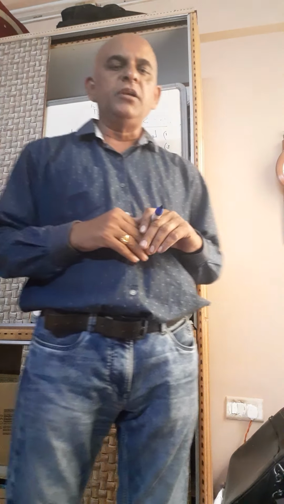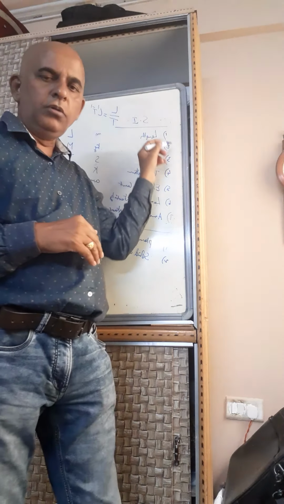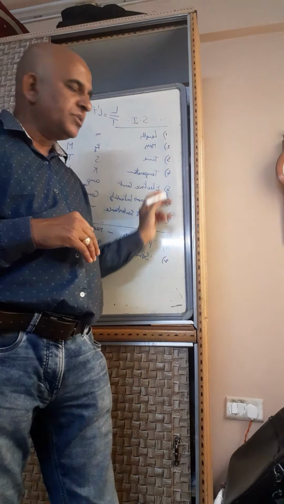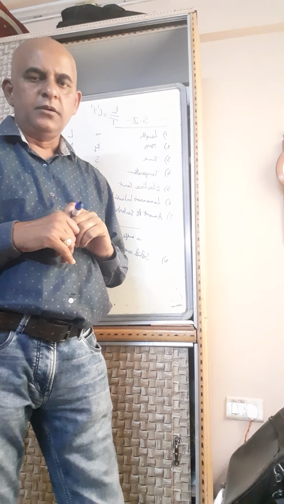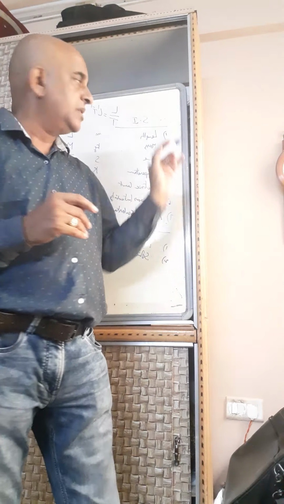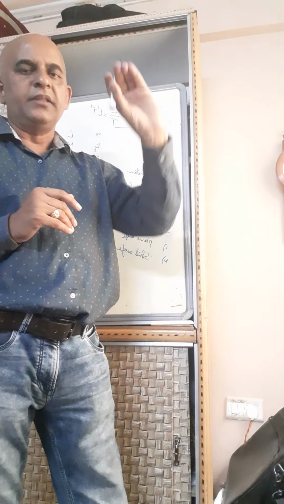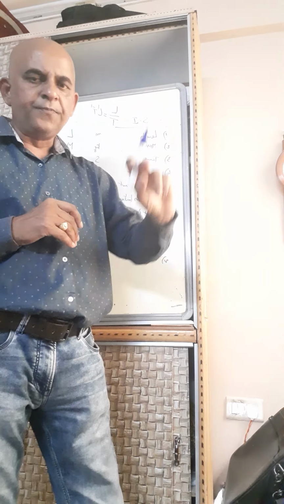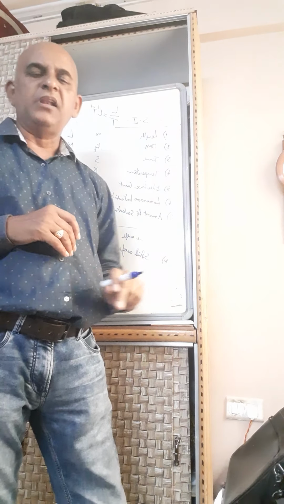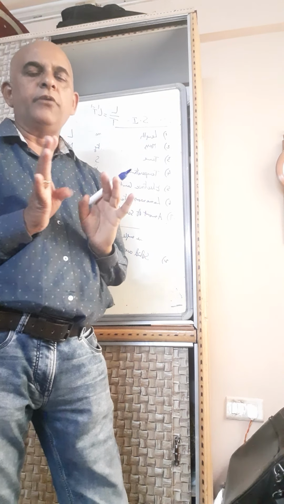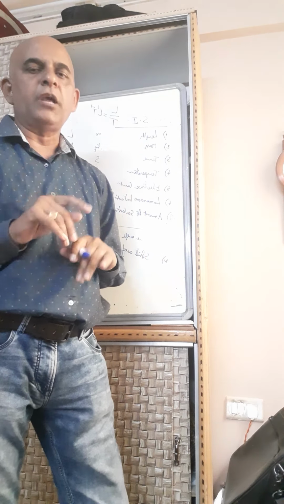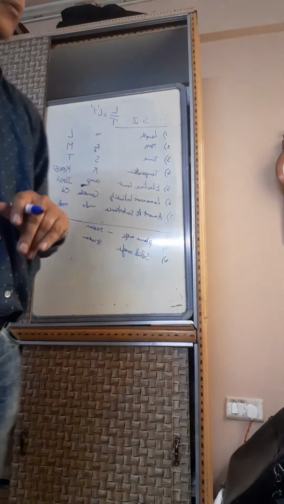What you have to do is note down the dimensional formulas. First, mechanical physical quantities, their symbols, their units, their dimensional formula. So you have to make a tabular form. 4 tabular forms will come.